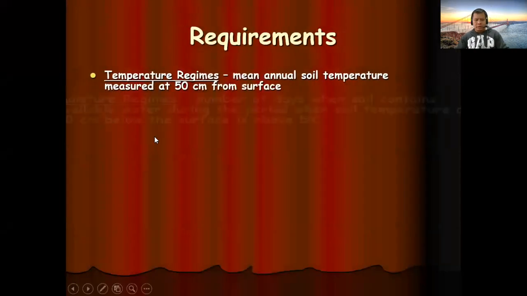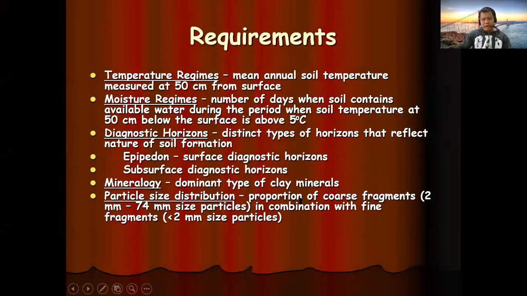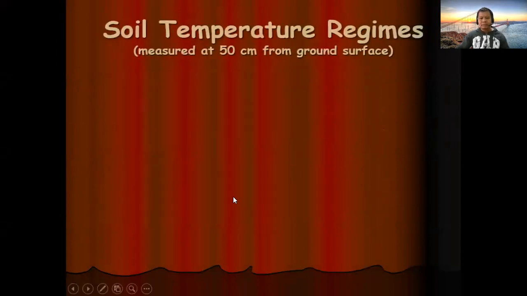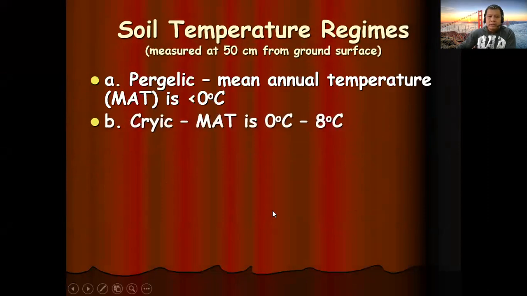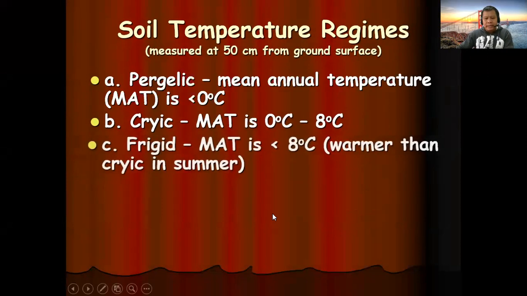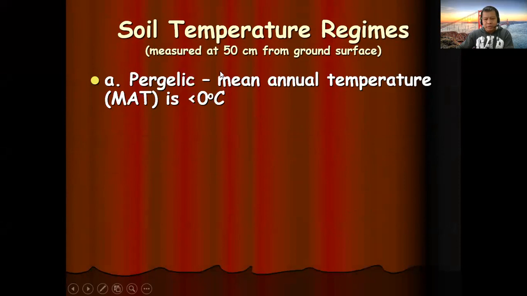So these are the requirements. When we are to classify soils, we have temperature regimes, moisture regime, diagnostic horizon, what is in the A horizon, what is in the subsurface horizon, mineralogy, and particle sizes. Now let us look first at the soil temperature regime. What are the different soil temperature regimes in the control section, measured at 50 centimeters from the ground surface?